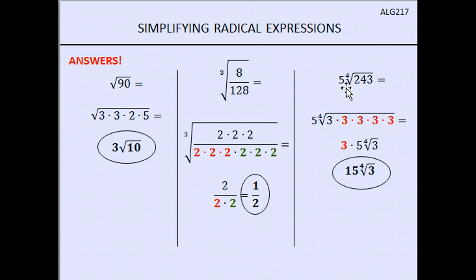Here we have the 4th root of 243. And we are looking for a bunch of 3's here. We end up with 1, 2, 3, 4, 5 3's. So 1 3 has to stay under the radical. And we can take these 4 out. Remember, we need 4 in order to pull it out from under the radical. So we end up with 3 times 5, which is 15, times the 4th root of 3. It's the best we can do.